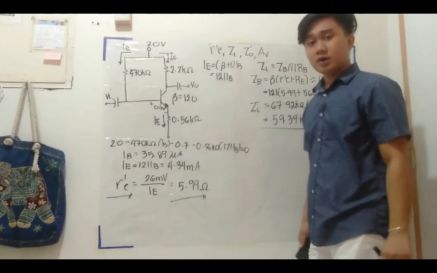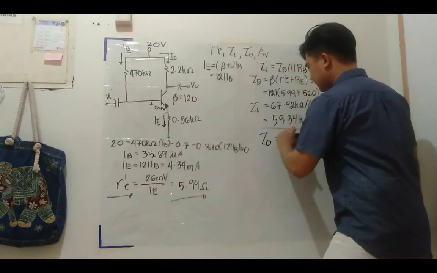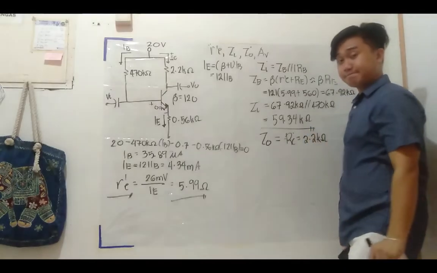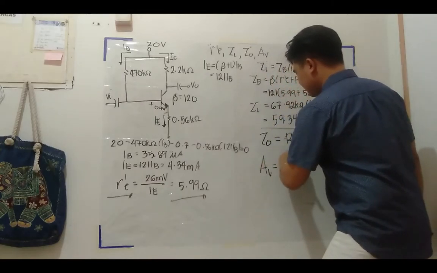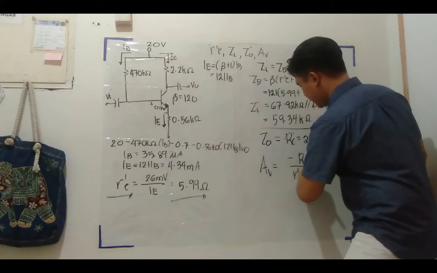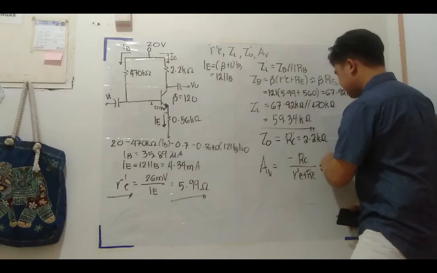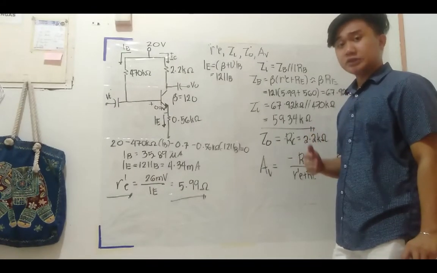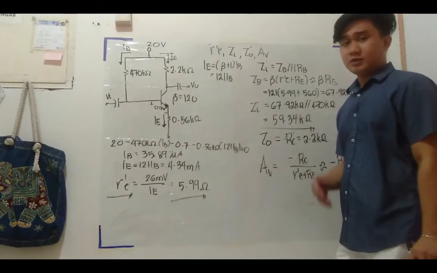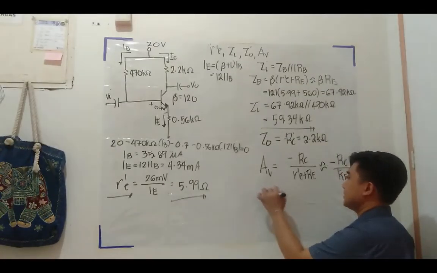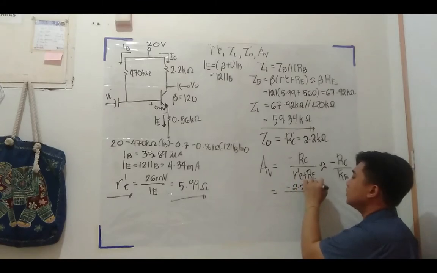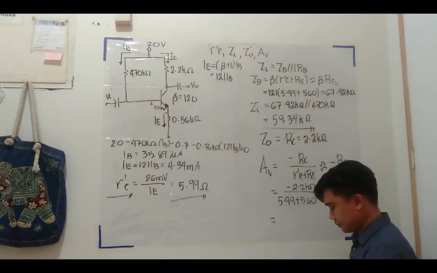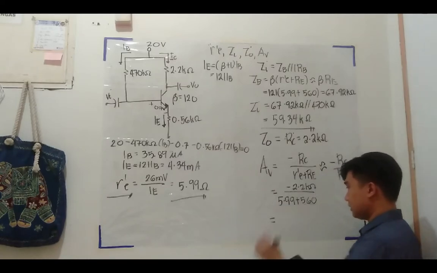Next thing is to find the value of ZO. Now, ZO is simply equal to RC. Ito lang po. So, that is equal to 2.2 kilo ohms. Okay. To get the value of AV naman, that is equal to negative RC all over R prime E plus RE. Again, may approximation po tayo that this is simply equal to negative RC over RE due to the fact that the value of R prime E is very small compared to value of RE. Whatever you use, tama naman po. Okay? So, that is negative 2.2 kilo ohms all over 5.99 plus 560, and your voltage gain is equal to negative 3.89.